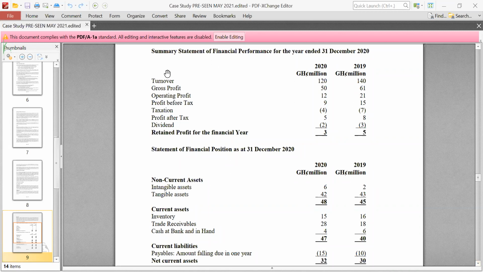Okay. So you have turnover. Turnover is your sales, right? Now you see that your sales has declined from 140 million to 120 million. What do you think, now we are doing analysis. You are not just reading numbers. So you ask yourself, from what you've read so far, what might be some of the possible reasons why turnover has reduced by 20 million? What do you think are some of the possible reasons?